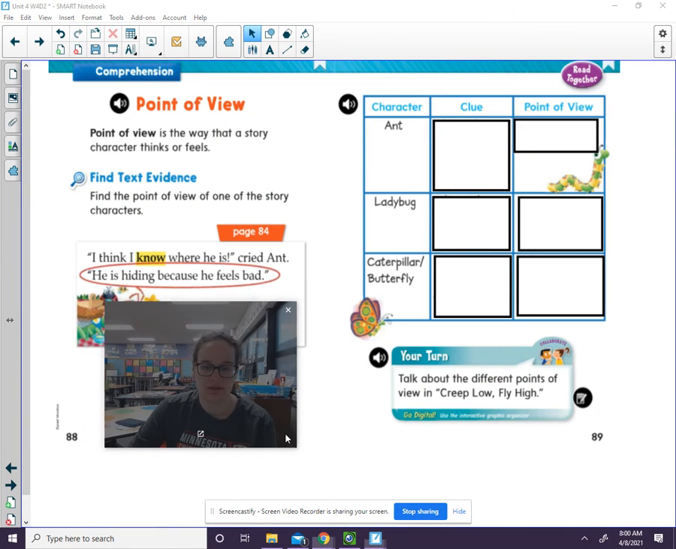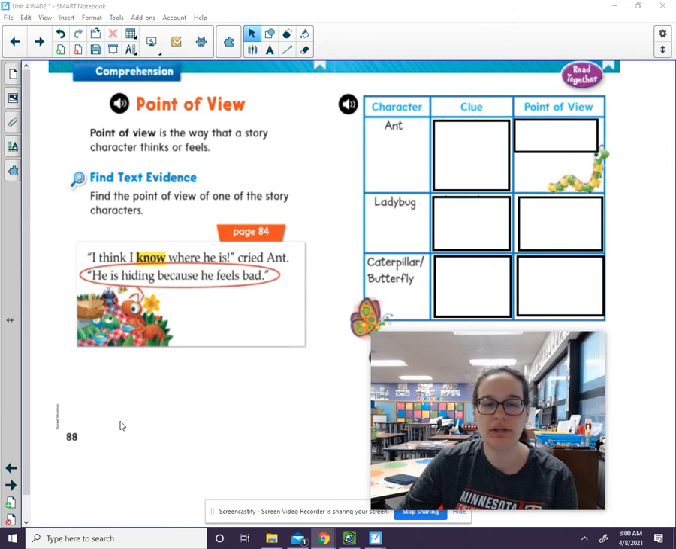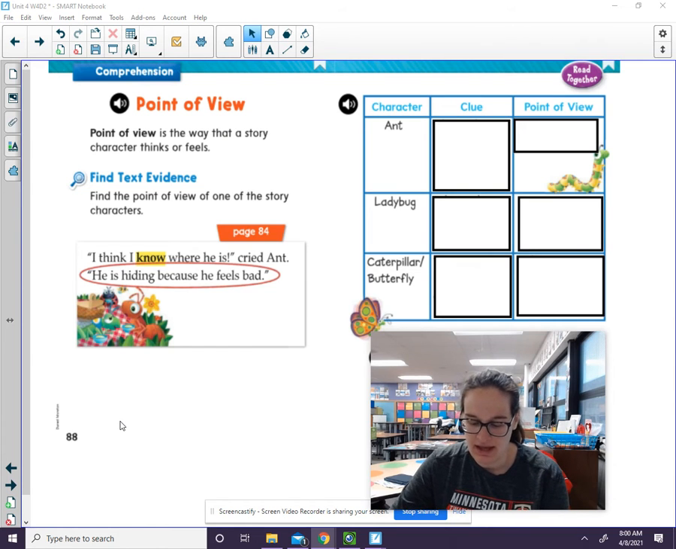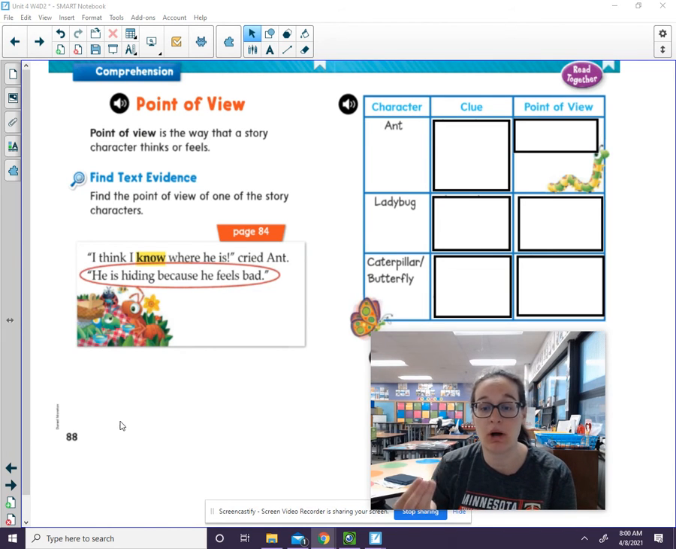Now we're going to take a look at point of view. Point of view is the way that a story character thinks or feels. And in this story, we really got to know how some different bugs were feeling. So we're going to start by looking at how Ant is feeling. We're going to look for a clue and then decide what their point of view is.